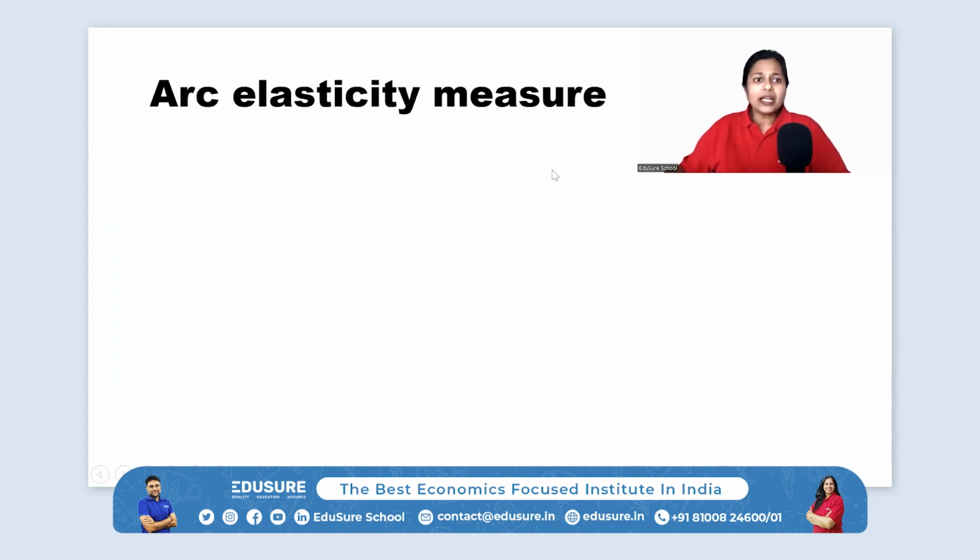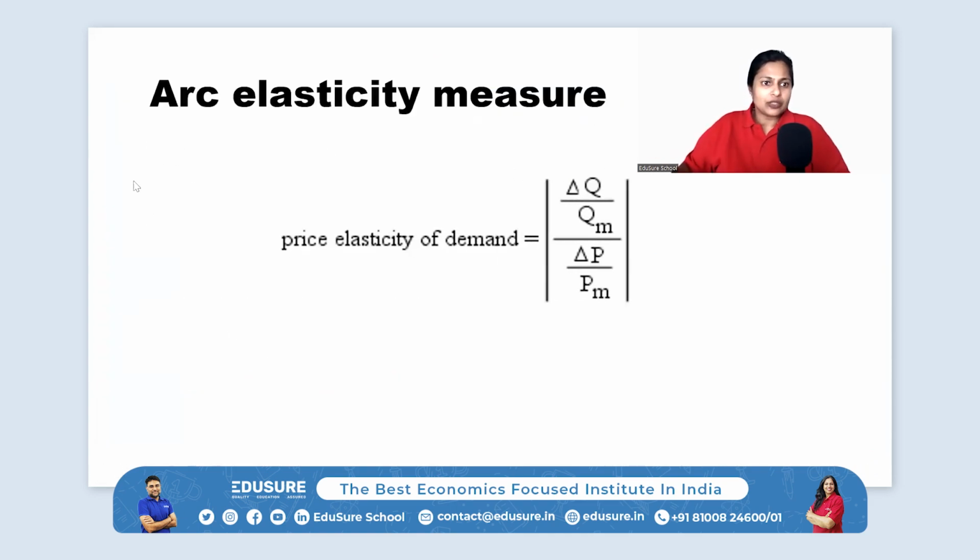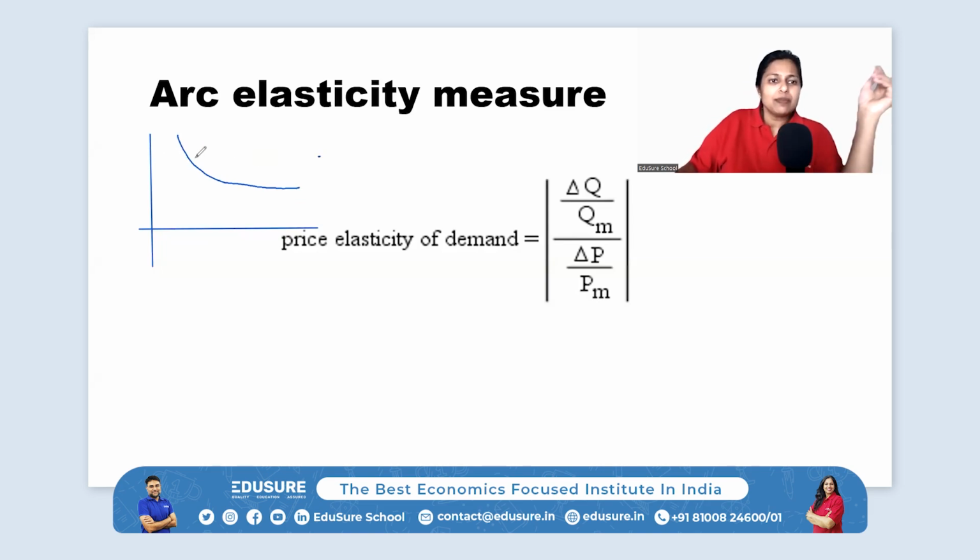All right, now let's move on. Arc elasticity measure. What is the arc elasticity measure? The demand curve that we saw in the previous diagram was a straight line demand curve, right? But what if I made the demand curve an arc? How would that look? Let's say the demand curve looks like this. If the demand curve looked like this and we wanted to measure the elasticity between any 2 points, let's say A and B, how do we do that?